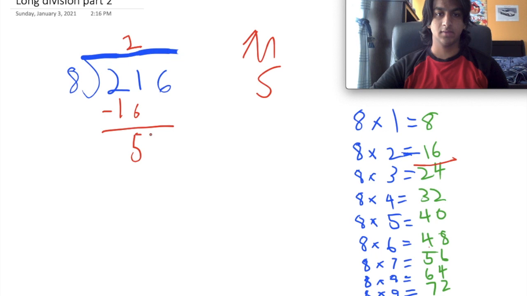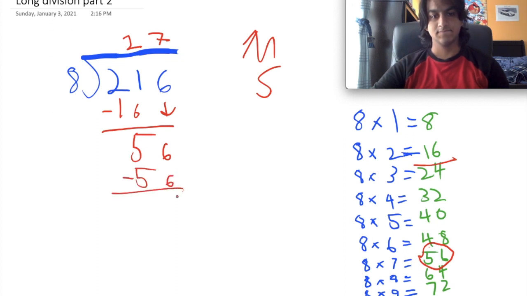We get 5. Bring down the 6. 56 is up here. 56 is also over here: 8 times 7, so 7 times 8, 56. There. 27 is your answer. Okay, go to the next one now.